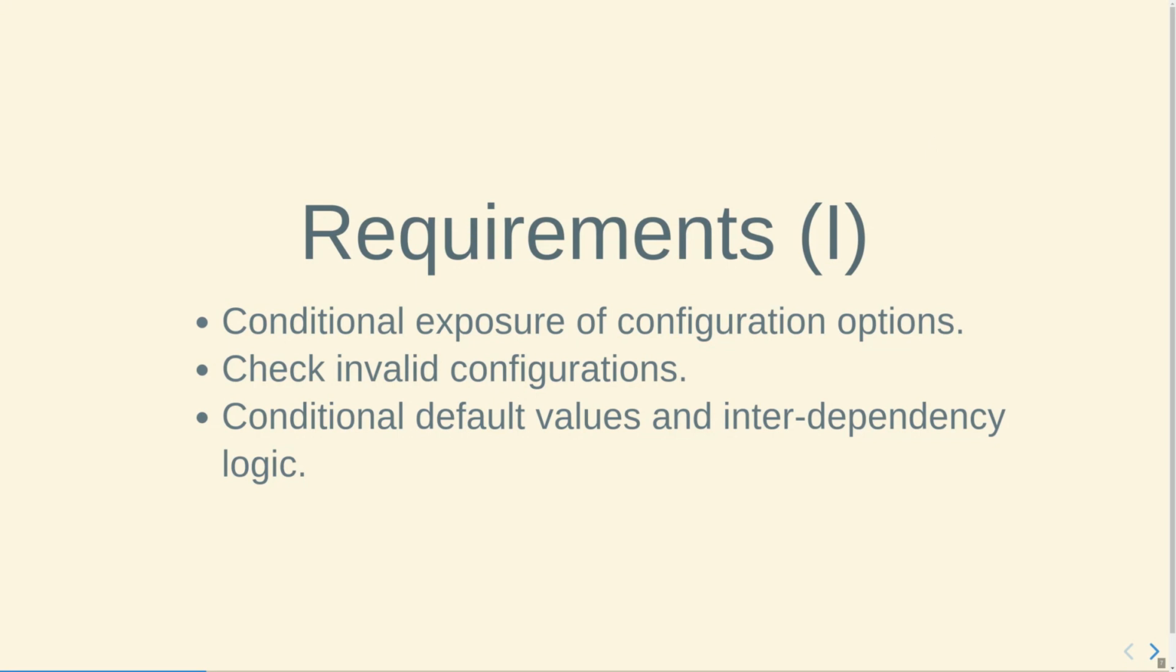Based on the issues that we found with the current state of configurations, we came up with a requirements list. First, configuration options should only be exposed when it makes sense to be. So the user should only see options that he can configure in a given context. Also, configuration values should be checked, meaning that configurations are legal, and conditional default values and interdependency logic for these configuration options should also be available.